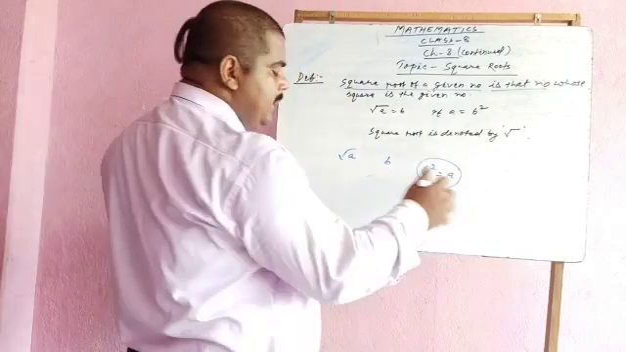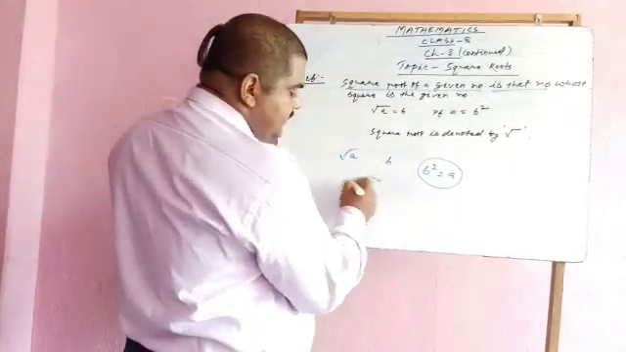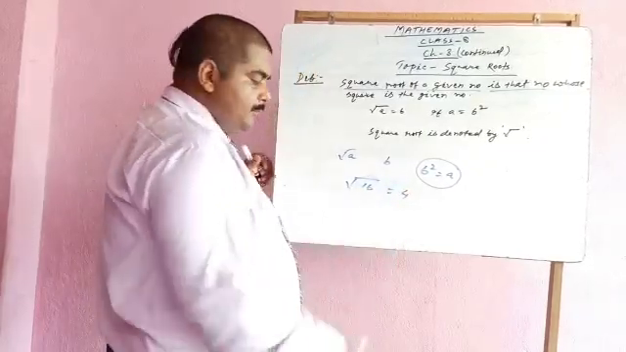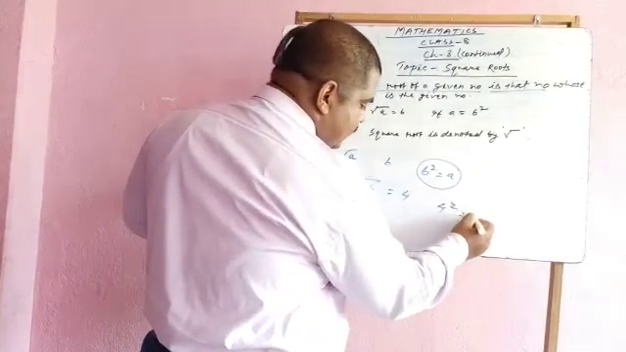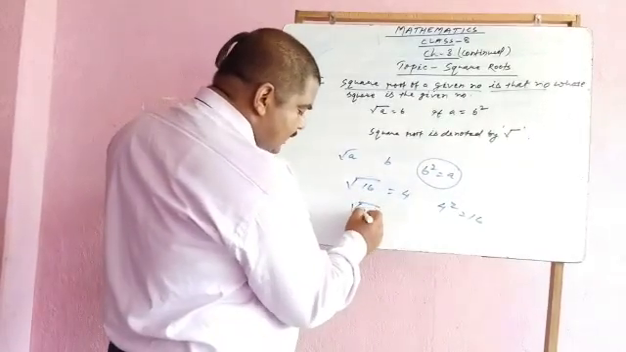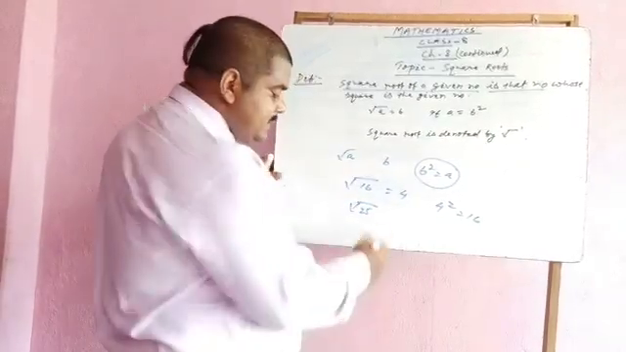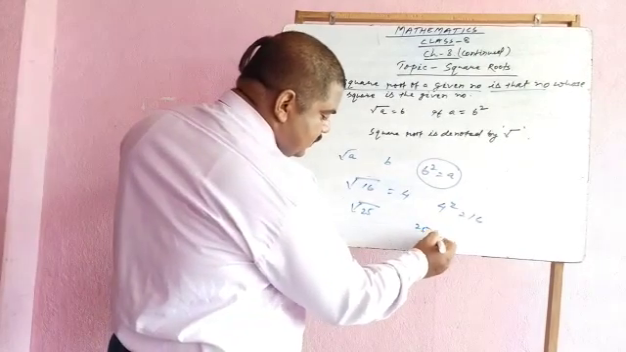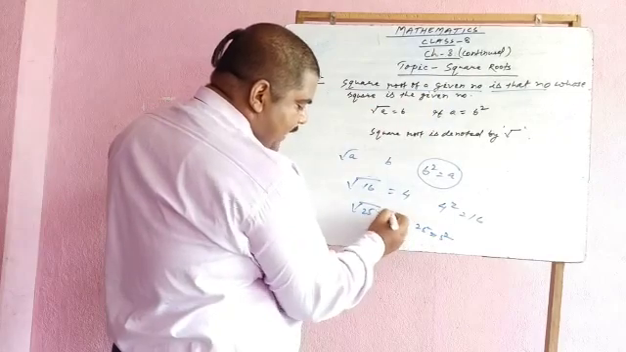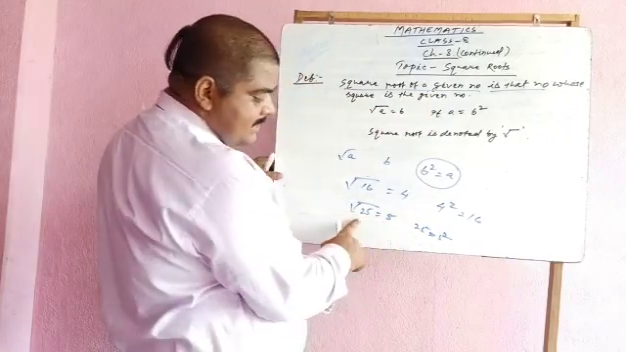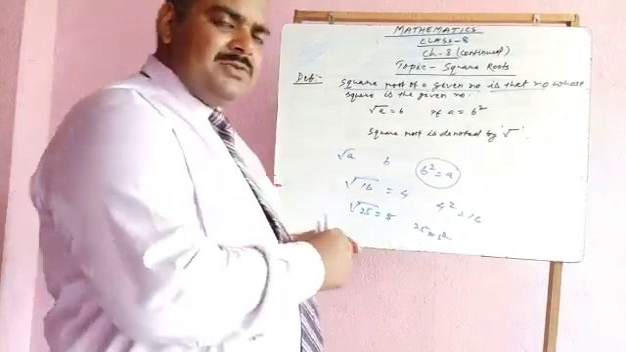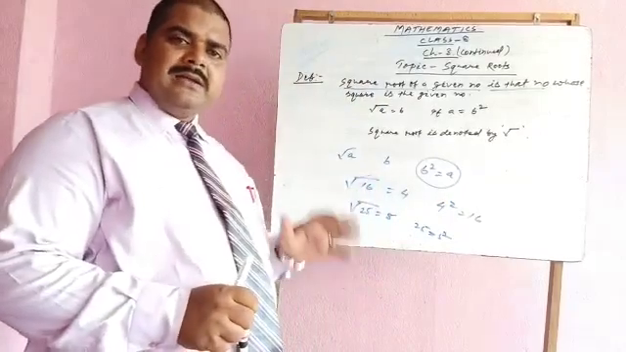For example, if you have to find the square root of 16, then the square root of 16 is equal to 4. Why? Because 4 square is equal to 16. Similarly, if you find the square root of 25, since 25 is equal to 5 square, by the definition it is equal to 5, because it is the number whose square is the given number. So the square root of any number is that number whose square is the given number.